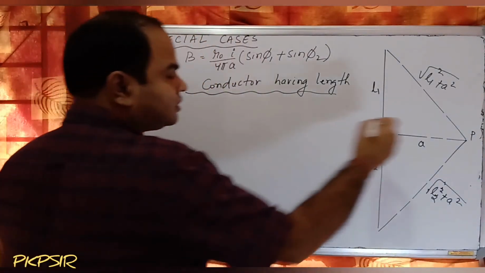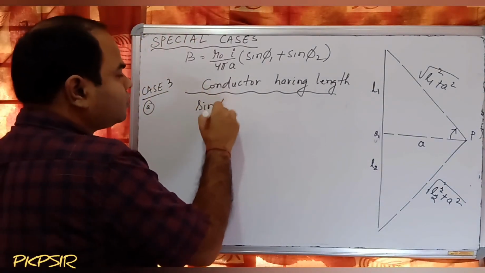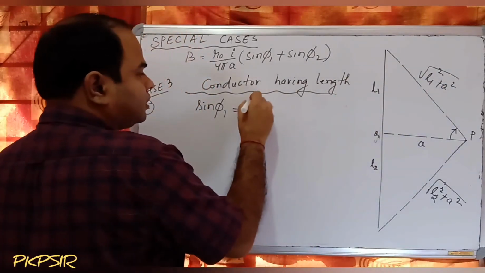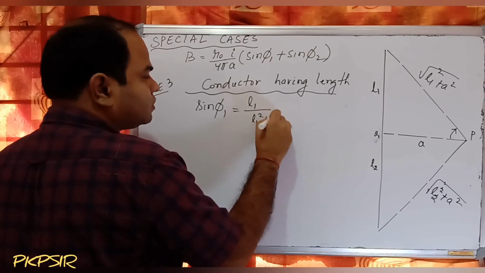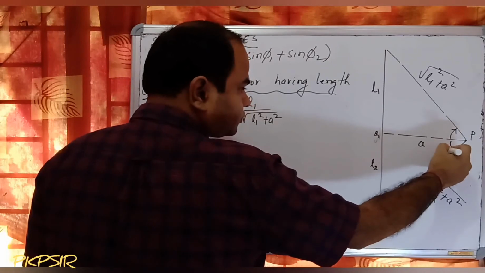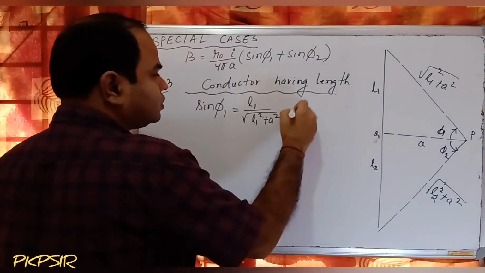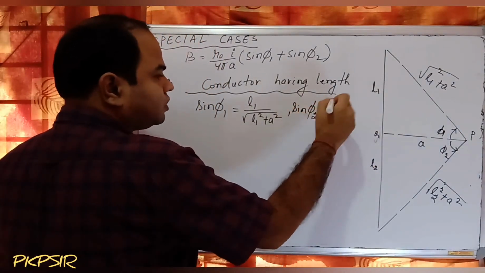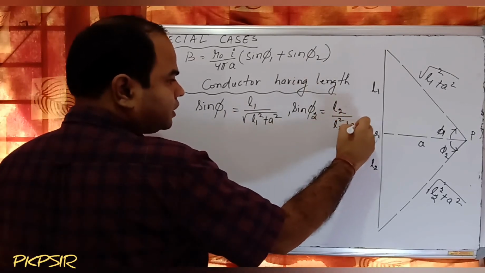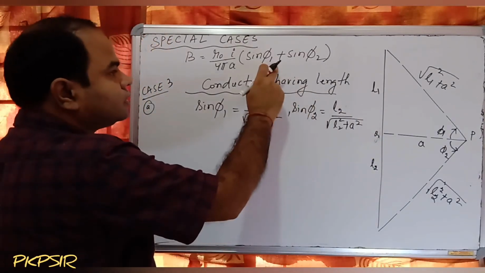So this is phi 1. So sin phi 1 will be equal to height by hypotenuse, L1 by root over of L1 square plus A square. Similarly, this is your phi 2, and this is phi 1. So sin phi 2 will be height L2 by root over of L2 square plus A square. We will use these values in the formula.